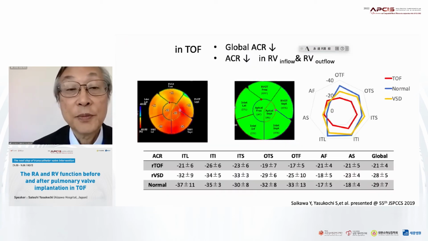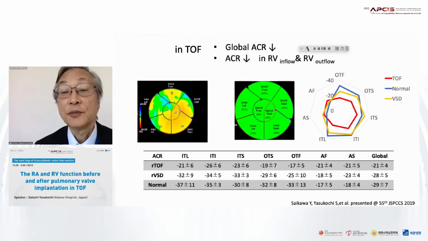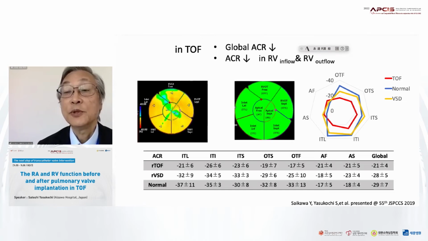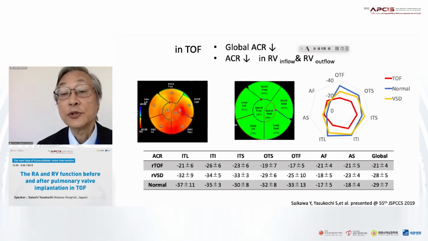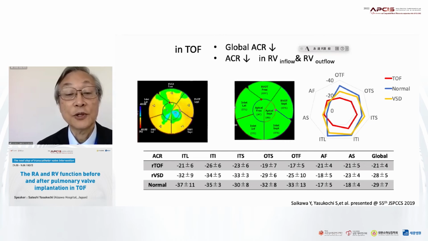This is the three-part analysis of the right ventricular volume. The red one is the tetralogy of Fallot, the blue ones are normal, and the yellow ones are VSD patients. So you may see the tetralogy of Fallot patient has a markedly reduced inlet and apical volume change in volume contractions compared to a normal heart or a VSD heart.